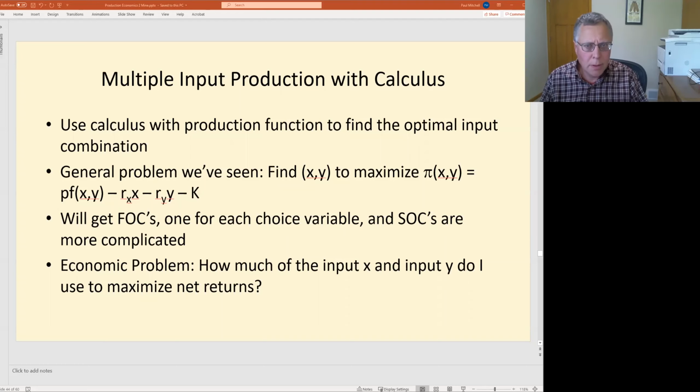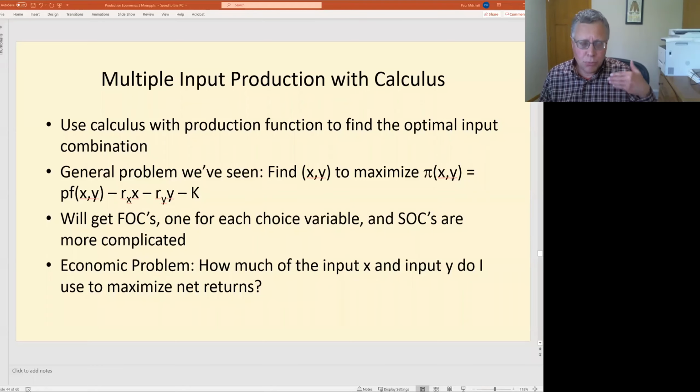Welcome to part three. What we're going to do next is talk about multiple input production with calculus. This is where we've been going the whole time. I started with a review of partial derivatives. Now we're actually going to apply them and solve these optimization problems with real production functions and then get the optimal input combinations. So in general, we've seen this problem before.